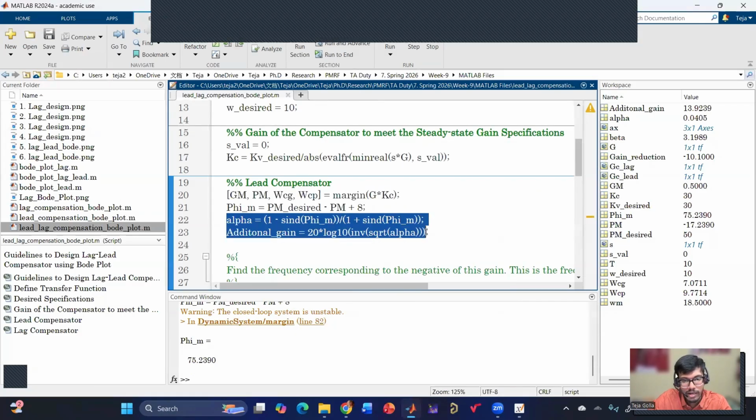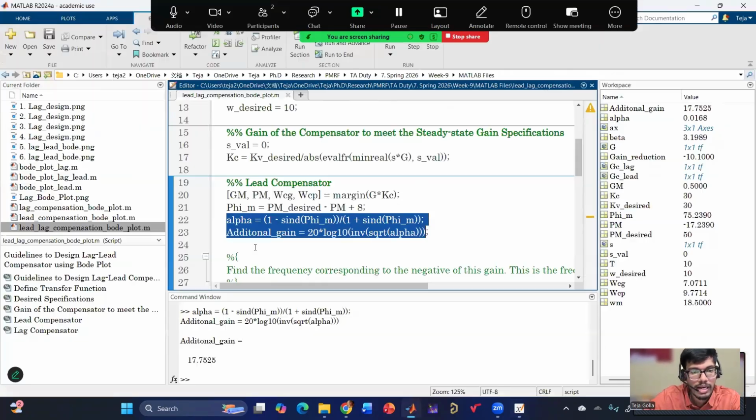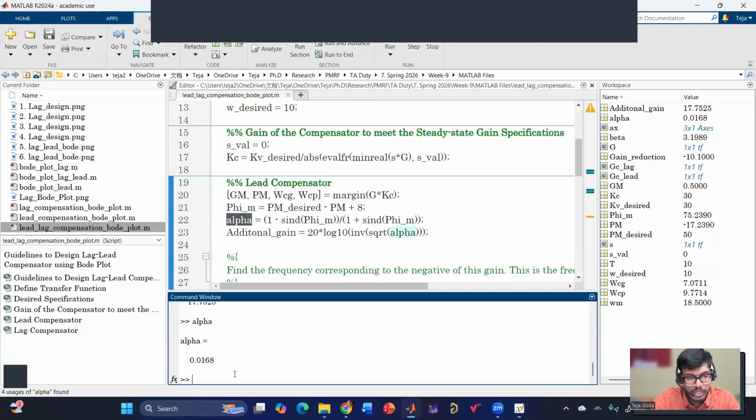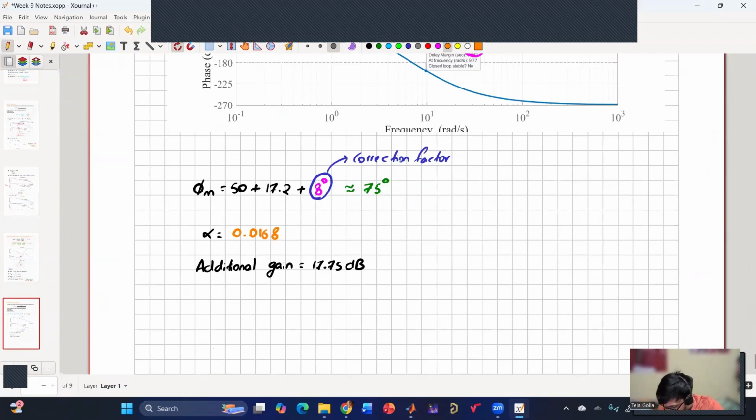Let us calculate alpha and additional gain. So alpha is calculated. Additional gain that I will be needing is 17.75 dB. So now I have to find the frequency. Again, before that, let us see how much is the alpha. Alpha is 0.0168. So what we have to do, find omega m.